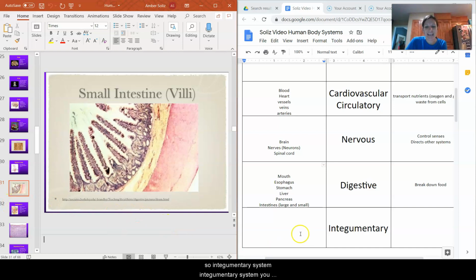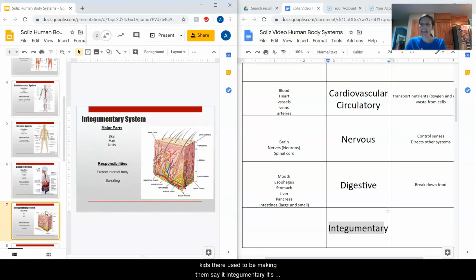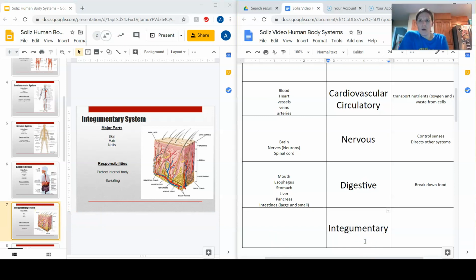All right, so the integumentary system. You might practice saying that. I know my kids are used to me making them say it, integumentary. It's a hard one. All right, so if you didn't already know this, the biggest organ in your body is your skin, okay? It is the largest organ of your body, and it completely covers your body. So how I remember this is integumentary. It's a very big word, and so it's going to be the largest organ, which is your skin. That one's kind of hard to remember.